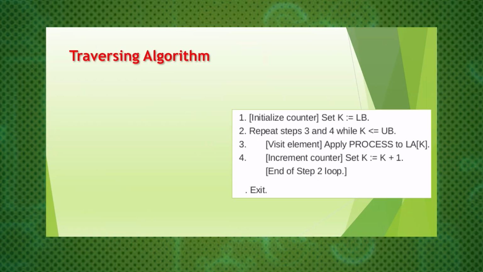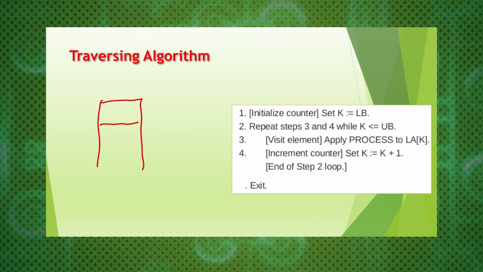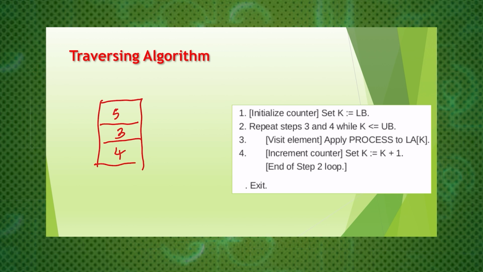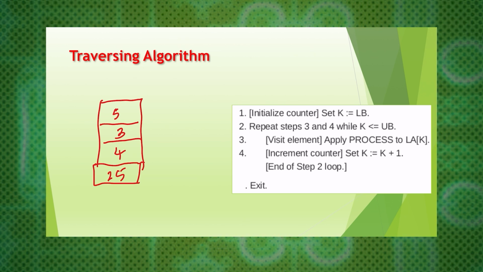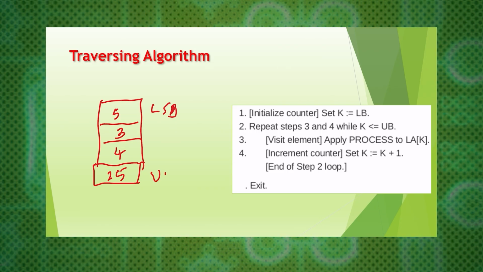Now let us understand this algorithm by taking one simple example. Suppose I have been given one array. Suppose the first element of the array is 5, the second element is 3, then I have the element 4, and finally I have the element 25. So suppose I have been given an array with 4 elements. Now according to the algorithm, this is our lower bound and this is our upper bound.